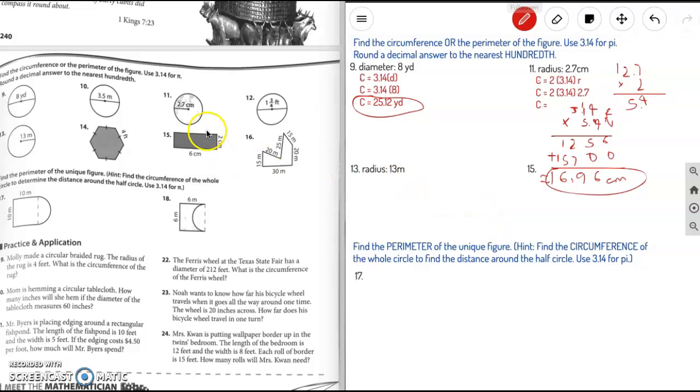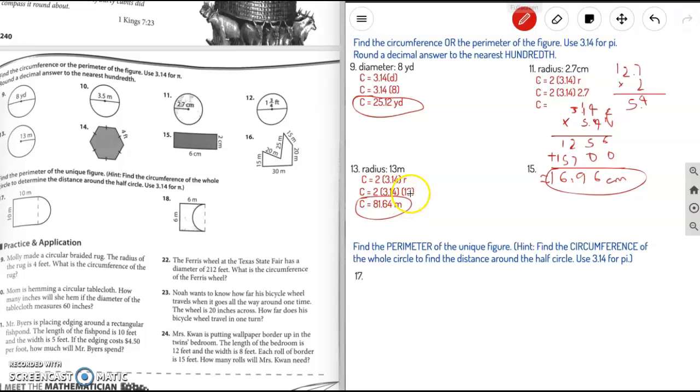All right, number 13, radius. So C equals 2 times 3.14 times R, same as here. Now we're going to plug in the numbers. 2 times 3.14 times R, which is 13. Okay, if we do the math, that brings us to exactly 81.64 meters.